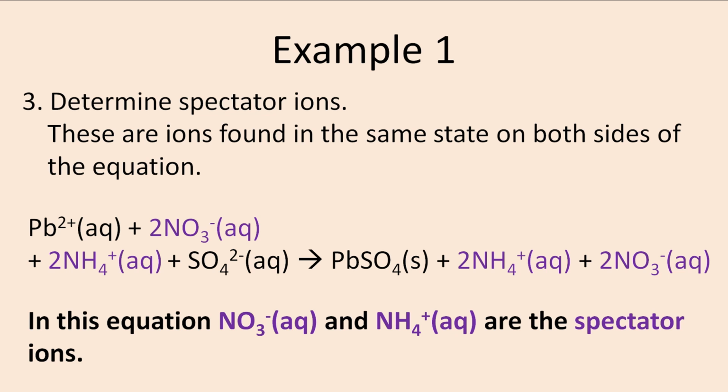The third step is to find the spectator ions. These are ions which are found in the same state on both sides of the equation. When we look at our equation from step 2, we find that we have 2 NO3- ions and 2 NH4+ ions on both the reactant and product sides of our equation. These are our spectator ions and have been shown in purple in this equation.